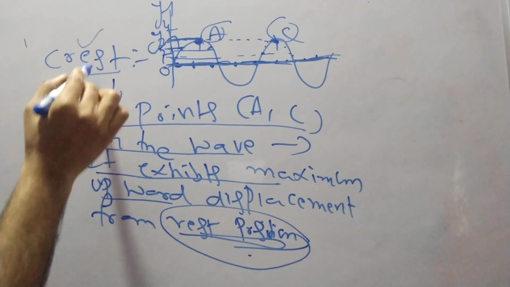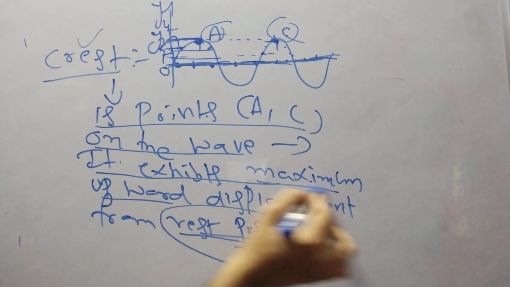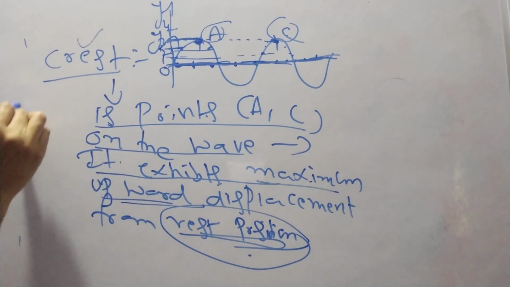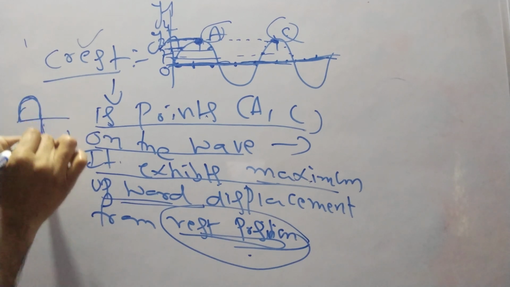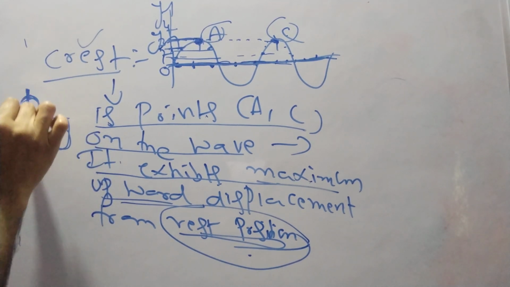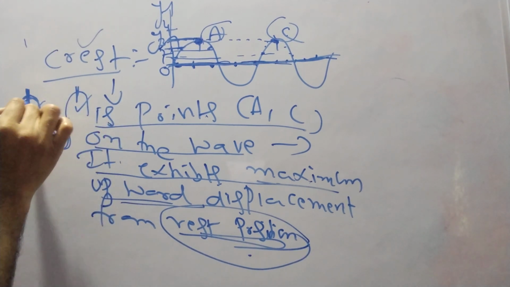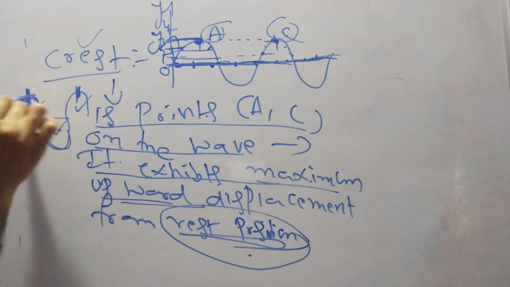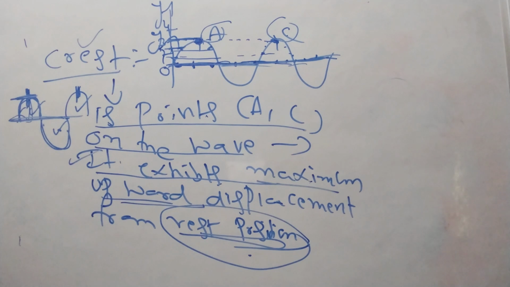So that is the definition. Crests are the points A and C on the wave which exhibit maximum upward displacement. Out of the figure we have two forms, one is upward, the second is downward. This is upward, this is upward, this is downward. So A and C are in the upward displacement, like this. This is upward displacement, this is downward displacement. Maximum upward displacement from the rest position is known as the crest. Now we will see what a trough is.